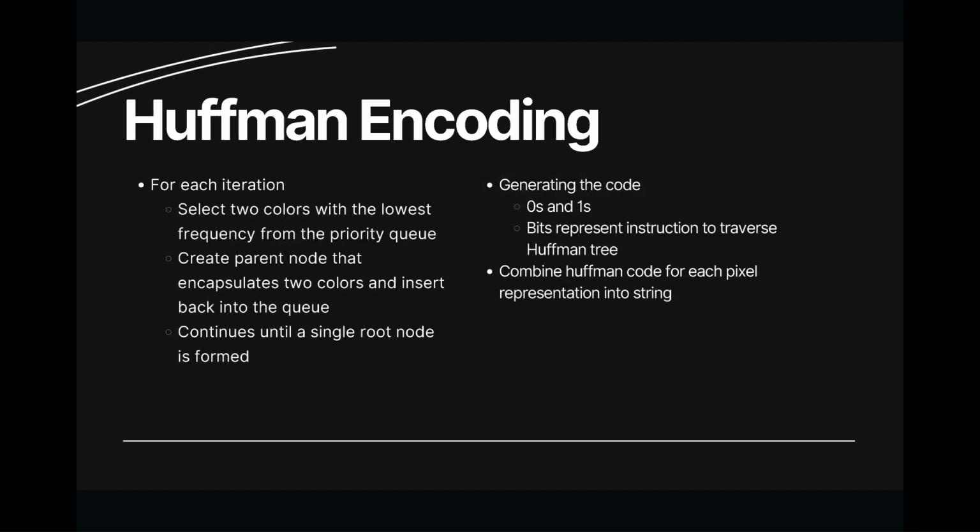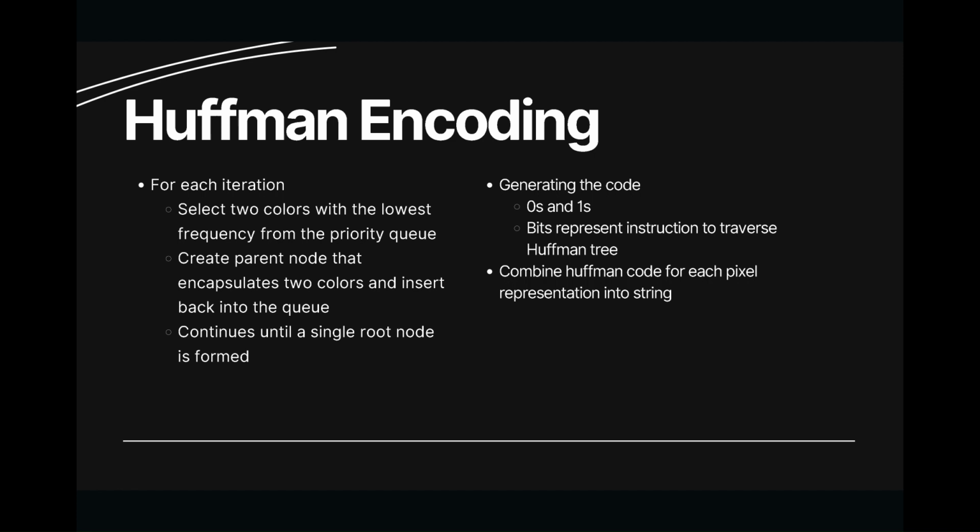For each iteration, we'll select the two colors with the lowest frequency from the priority queue. Subsequently, we create a parent node that encapsulates these two colors and inserts this parent node back into the priority queue. This iterative process continues until a single root node representing the entire color spectrum has been formed. This strategic arrangement ensures that the colors that occur less frequently in the image are assigned longer bit sequences, while those that are more prevalent receive shorter and more efficient codes. This approach is fundamental to our compression technique, as it optimally captures the statistical distribution of colors in the image.